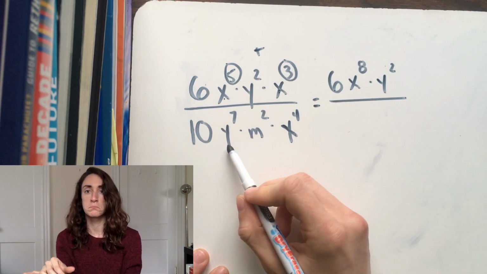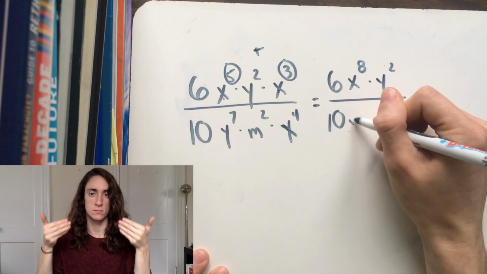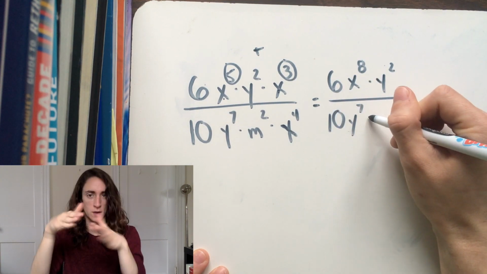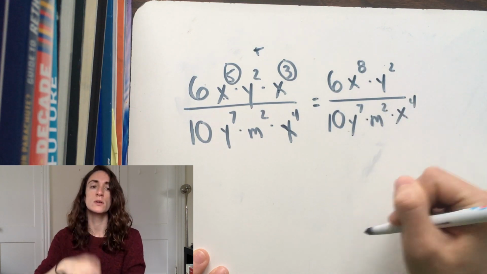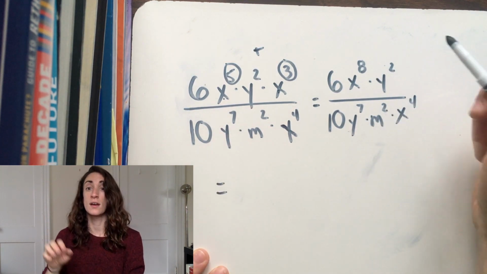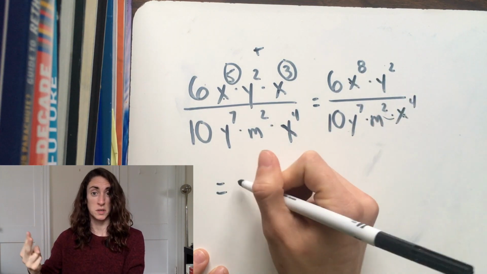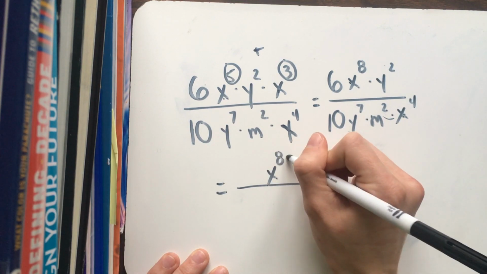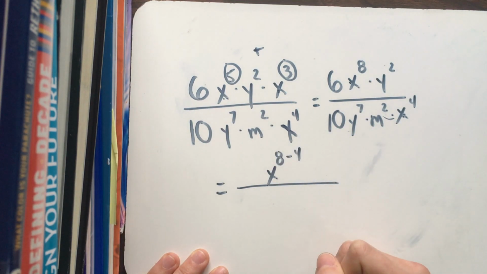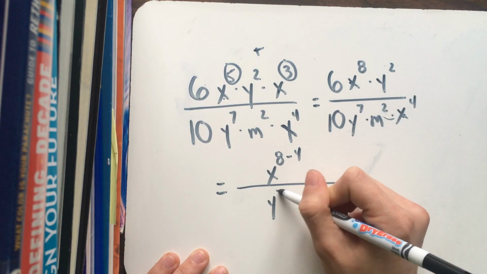In the denominator, you can see that none of those terms have the same base. Y, m, and x are all different, so for this step, those will all stay just as they are. Now that the numerator has been simplified, we can go ahead and apply the exponent properties of division. So x to the 8th in the numerator, x to the 4th in the denominator will become x to the 4th in the numerator. Y squared in the numerator and y to the 7th in the denominator will become y to the 5th in the denominator.